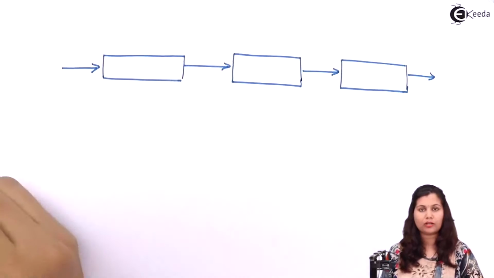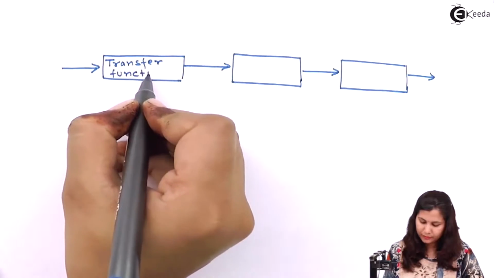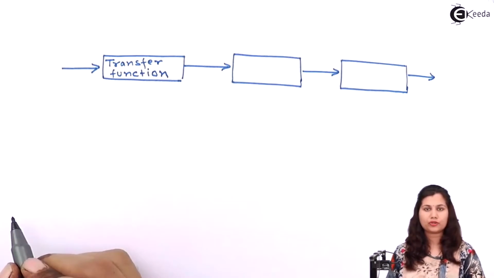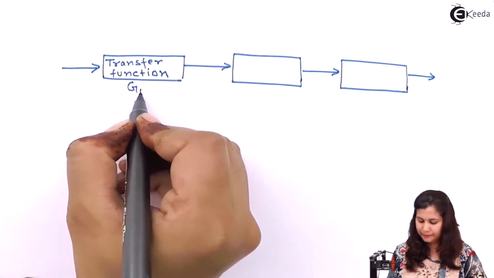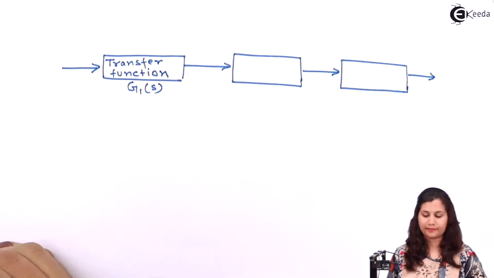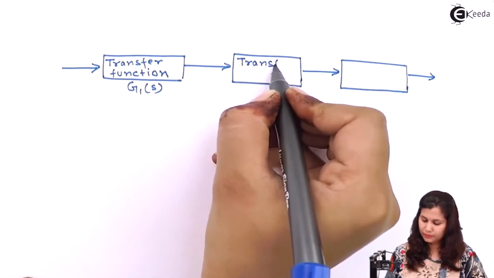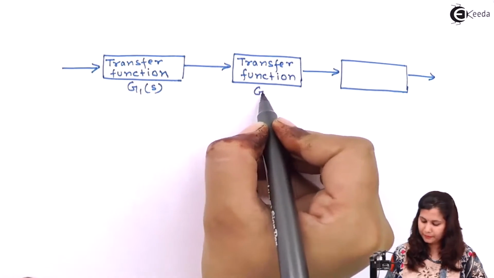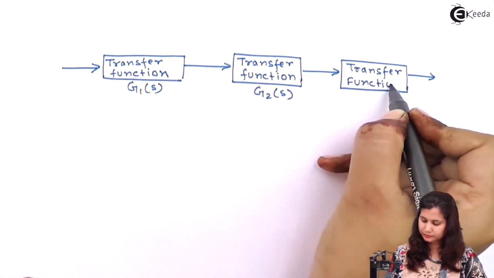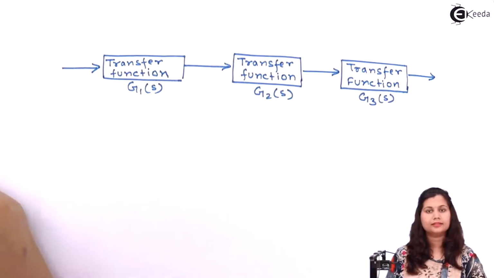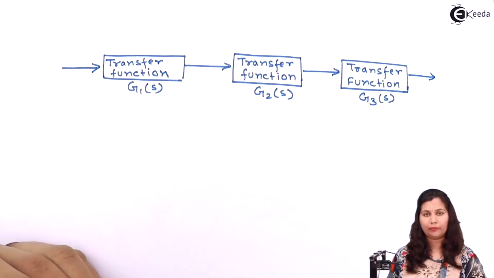So the first block is having the transfer function of the first component. So let's suppose this transfer function is given by G1(s). This is the second component. And this is the third component. So we have written the transfer function for all the three components.